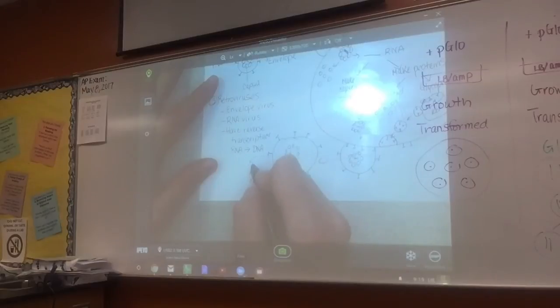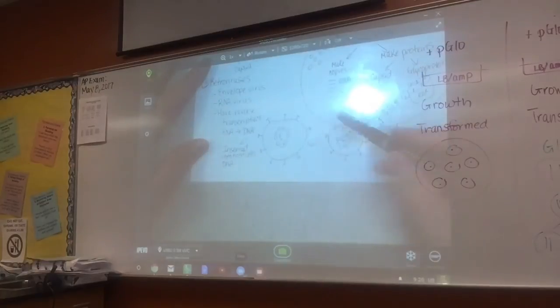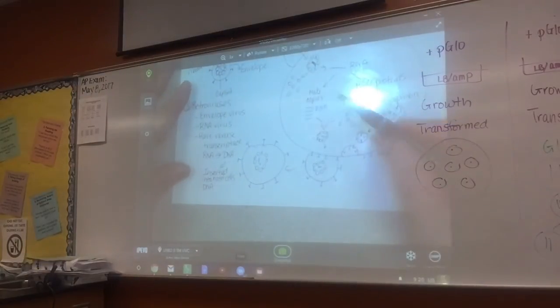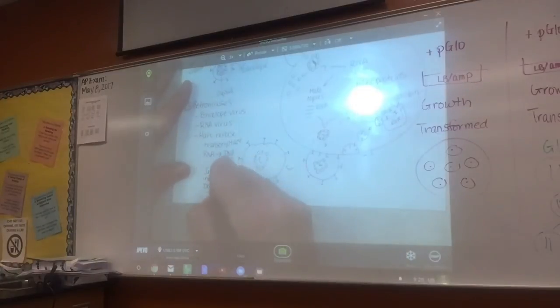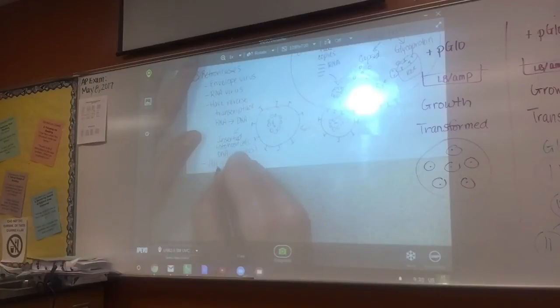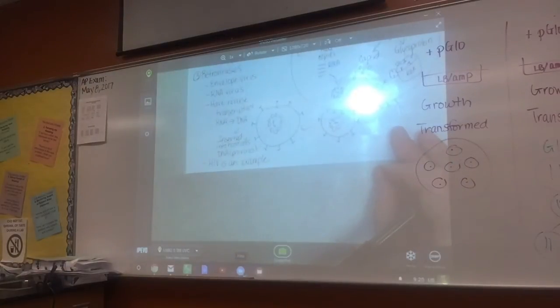And then this is what's inserted into the host cell's DNA. So here, the RNA, retrovirus is a little bit different in that they're going to use that reverse transcriptase to make DNA, and then that DNA gets inserted. That's called a provirus. And HIV is an example. And that's basically viruses in a nutshell.